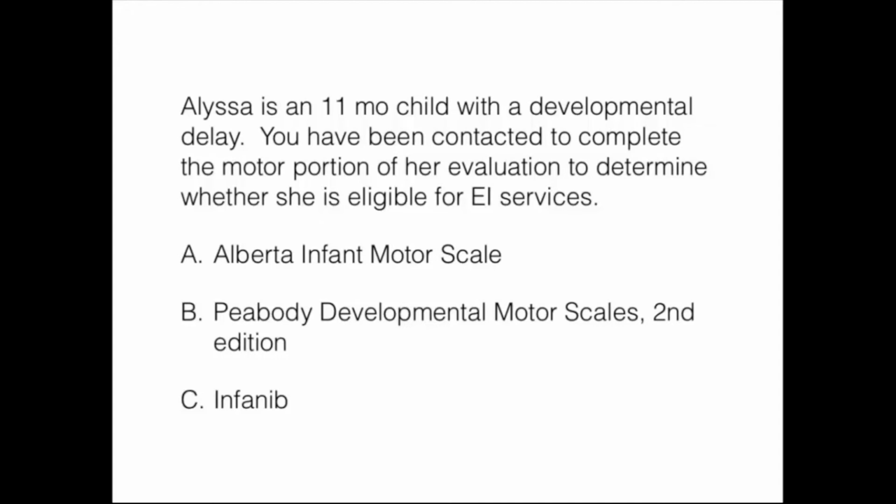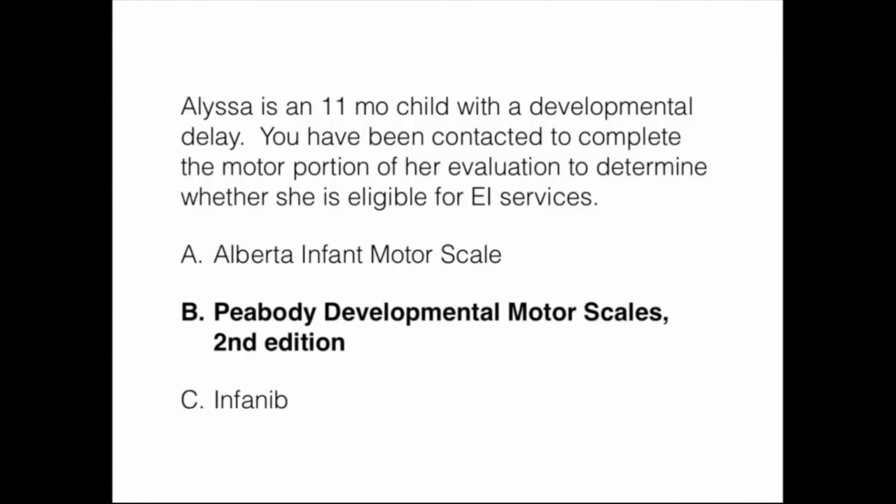So the best choice in this example would be the Peabody Developmental Motor Scales, because we could do both the gross motor and the fine motor scales and put those together for a total motor quotient and get a total motor score in order to determine Alyssa's eligibility for early intervention services.